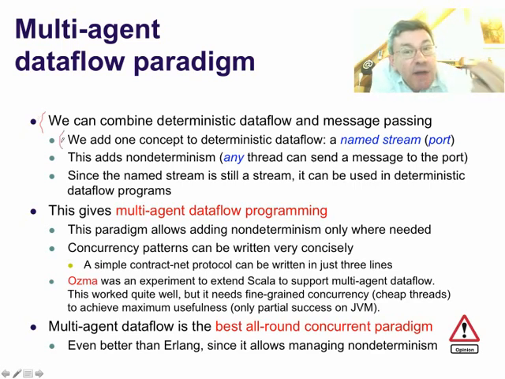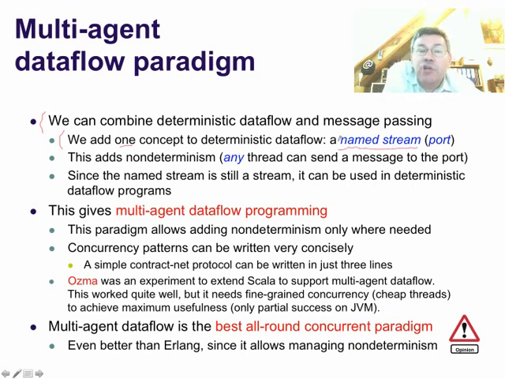This is using the straightforward technique of extending a paradigm that we have done several times in this course by adding a new concept to get a new paradigm. We add one concept to deterministic data flow, which is called a port or a named stream. So essentially, all we're doing is adding the ability to give a name to a stream. So instead of having a stream being just a list that you can build inside a list function, here we have a stream that has a name, and you can send a message to this named stream, to the port, and the message will appear as an element on the stream.